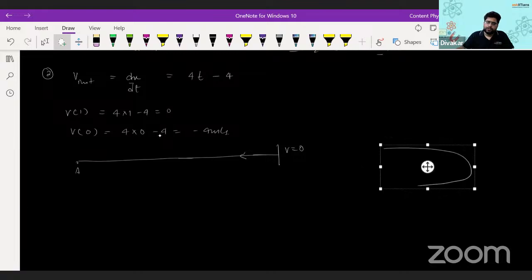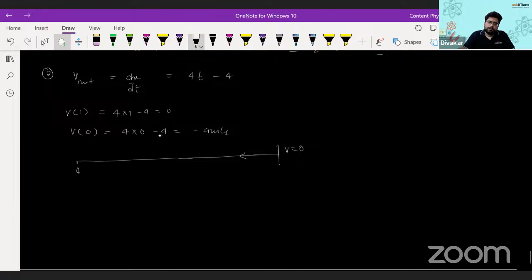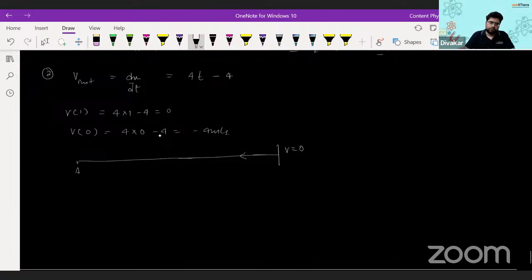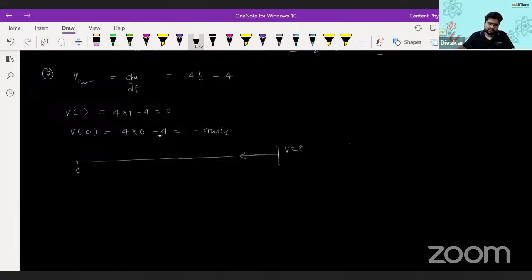So whenever they ask you what is the time at which the particle will stop, basically what they are asking is what is the time at which velocity will become 0? Or what is the point where the particle takes a turn, where the velocity becomes 0? So you'll substitute, okay, I got the function as 4t minus 4 for my velocity. I'll put it as 0. So 4t is equal to 4, so I'll get t equals 1 second. So 1 second is the time at which the particle will take a turn.